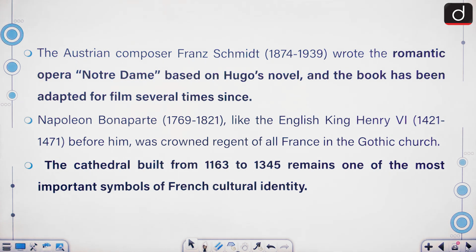Napoleon Bonaparte, like the English King Henry VI before him, was crowned regent of all France in the Gothic church. The cathedral, built from 1163 to 1345, remains one of the most important symbols of French cultural identity.